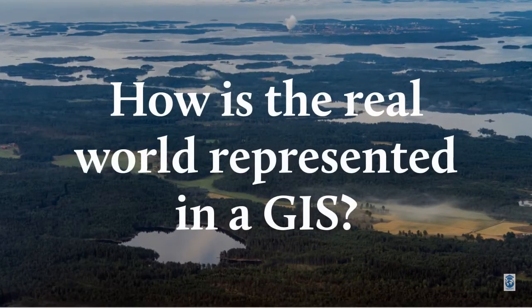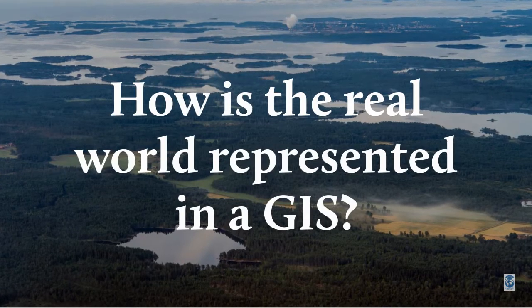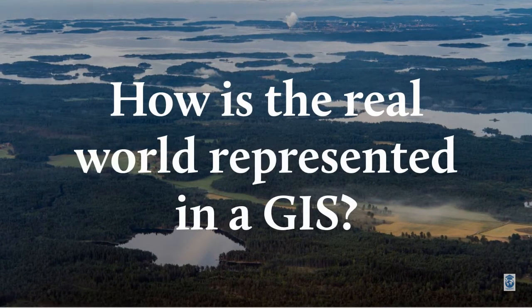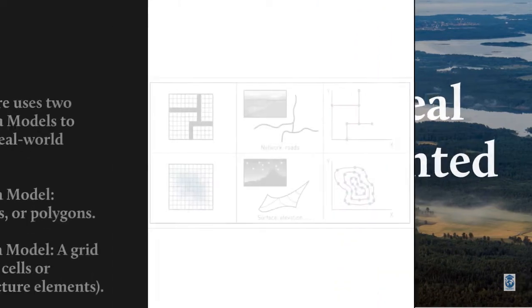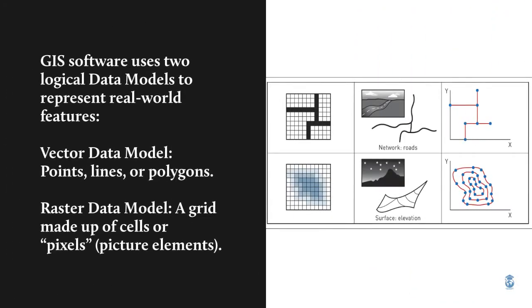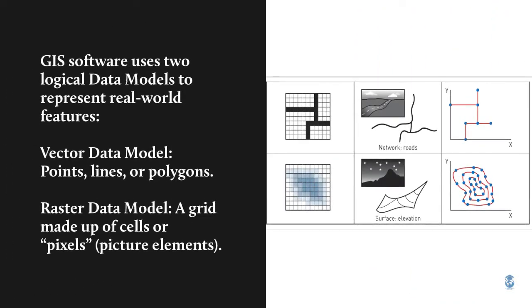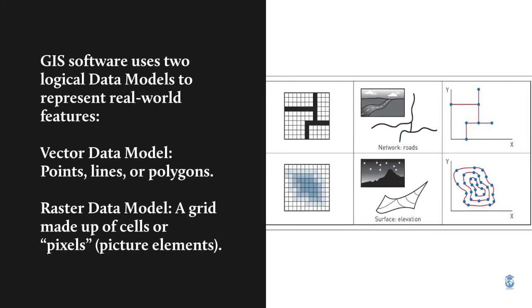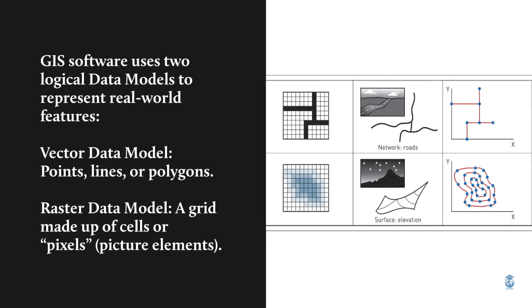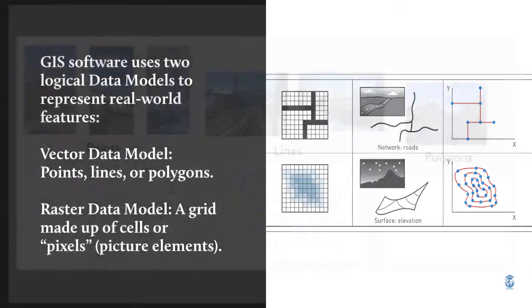The big question that we need to address over the next 2 weeks is how is the real world represented in a GIS? GIS software uses two logical data models to represent real world features: the vector data model, which are points, lines, or polygons, and the raster data model, which is a grid made up of cells or pixels, also known as picture elements.